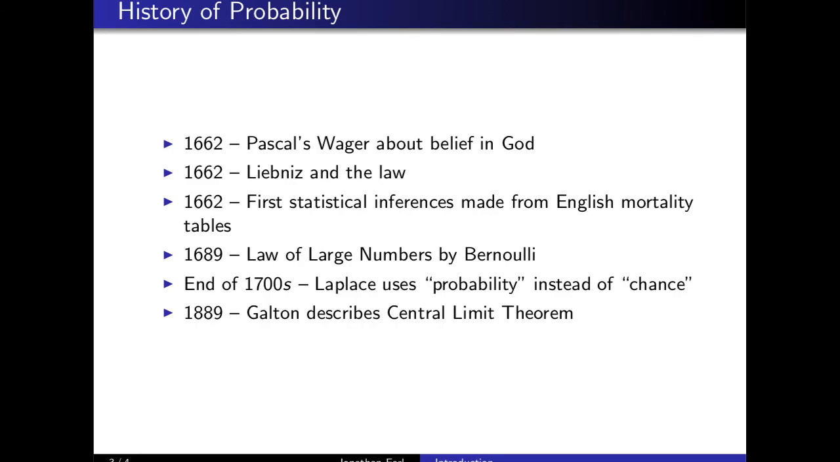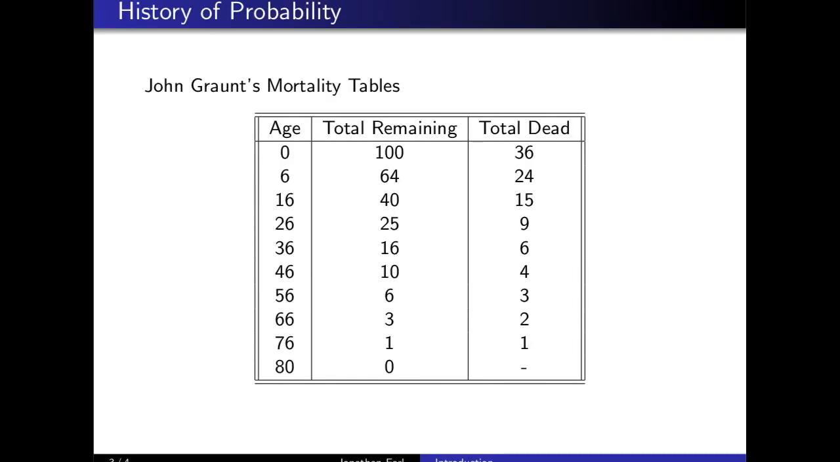Then also in 1662, we have the first set of inferential statistics made from English mortality tables. What was occurring here was we had John Graunt, who was actually a haberdasher by trade. Haberdasher is somewhat of an old word that refers to more of maybe a tailor, a hat maker as well. But he gave some very interesting revelations.